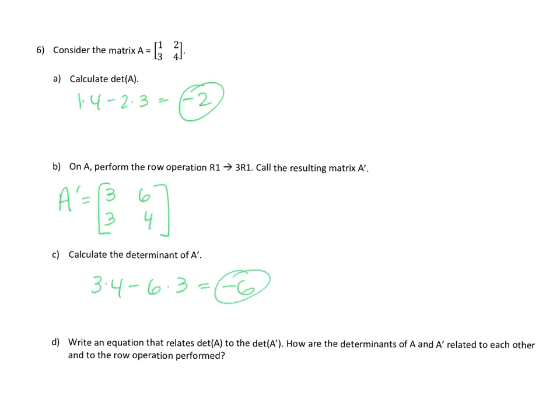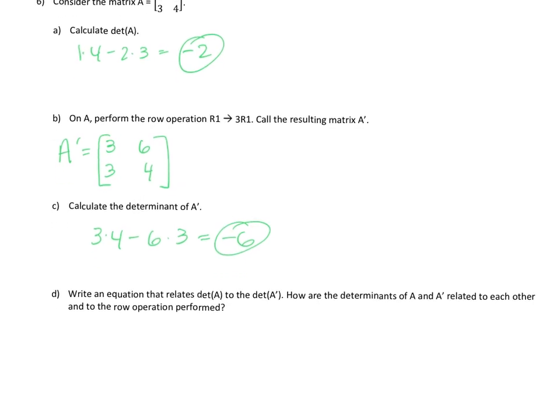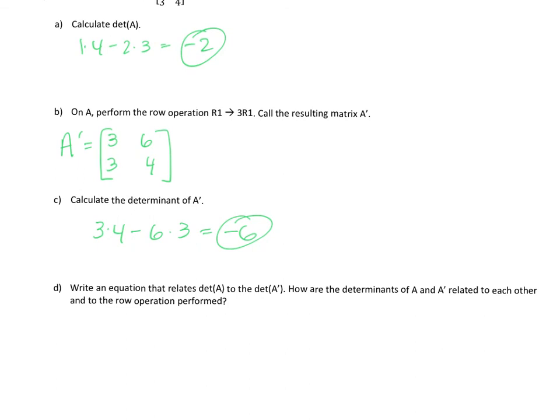Write an expression that relates the determinant of A to the determinant of A prime. Okay, so the determinant of A is negative 2. The determinant of A prime is negative 6. So that means that if you multiply the determinant of A by 3, you get the determinant of A prime. And how is that related to the row operation performed? I scaled a row by 3. And that scaled the determinant also by 3.